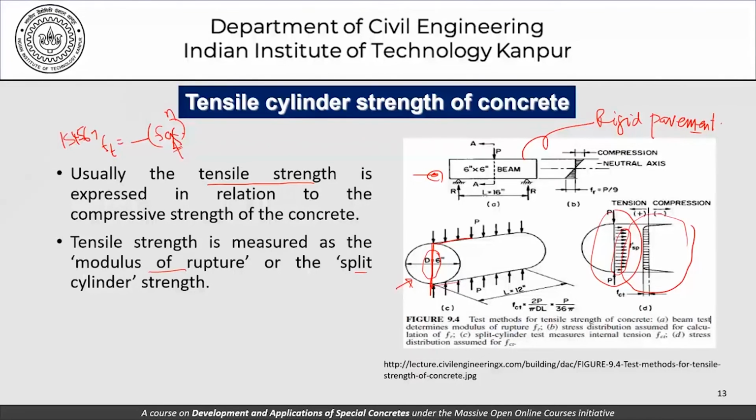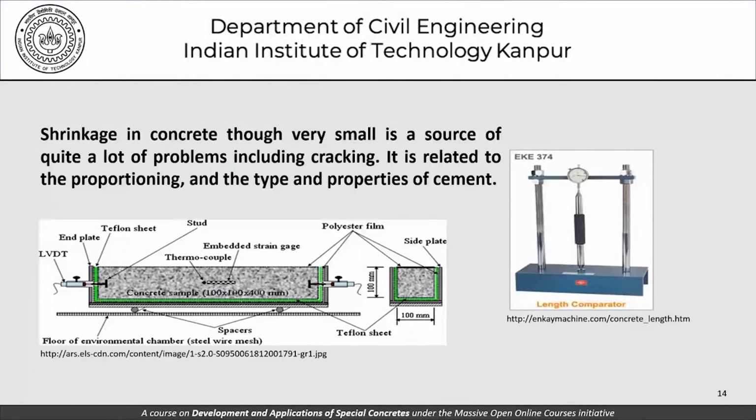This slide here shows the discussion about an equipment which can be used to study the shrinkage in concrete. Now the shrinkage, though it's very small, is a source of quite a lot of problems, including cracking and at times durability, and it's related to proportioning the type of cement and the properties of the cement that are used, and at times we really need to determine the amount of shrinkage that we have, and that requires a very elaborate kind of setup, and this is one of those setups which is used.